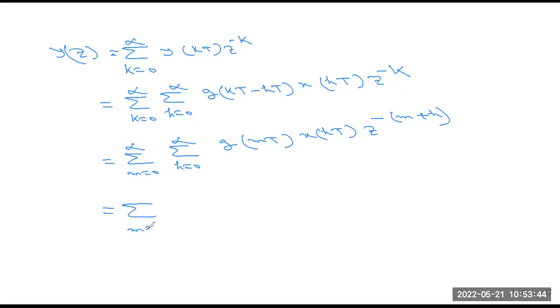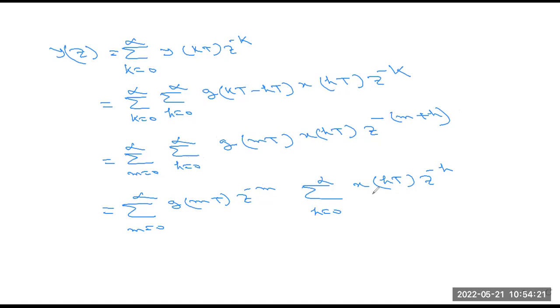Now we have to simplify this equation. The summation of m equals 0 to infinity, we have separated this equation: g of mt z to the power minus m, and another part, the summation of h equals 0 to infinity of x of ht into z to the power minus h. So we have to separate this equation. You can see first of all the summation of m equals 0 to infinity g of mt z to the power minus m we have to separate from here, and another one, the summation of h equals 0 to infinity x of ht into z to the power minus h.